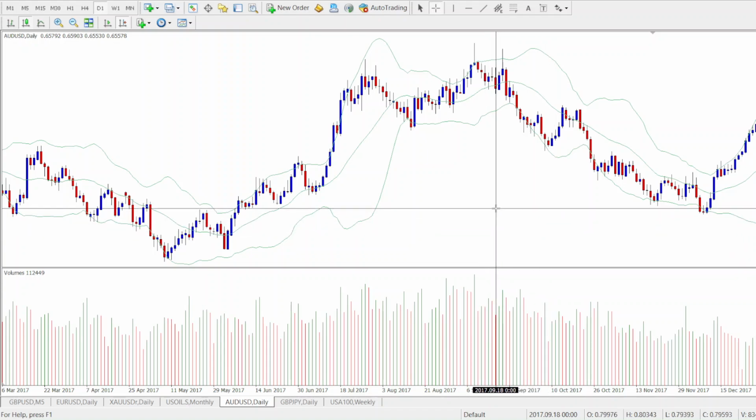Okay, so make sure you observe good risk management. Make sure you use good risk to reward ratios so that you do not end up losing more than you can afford. All right, it's very important.